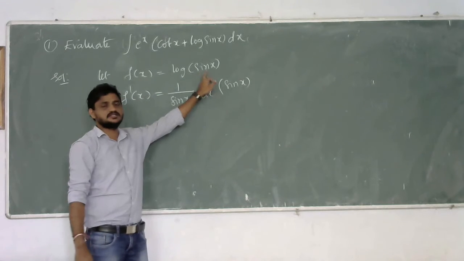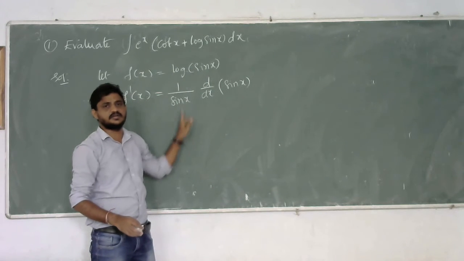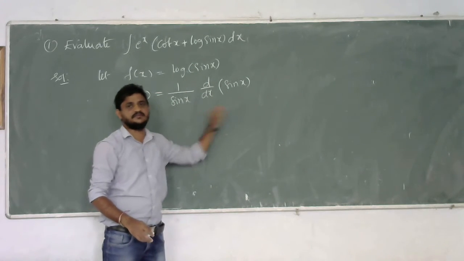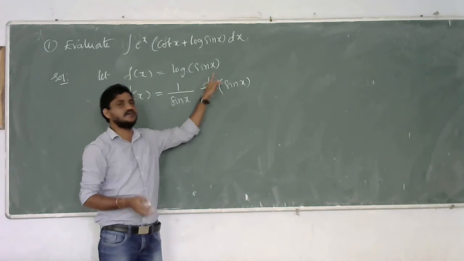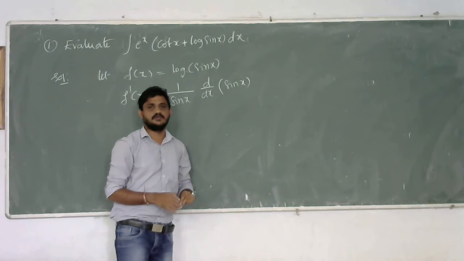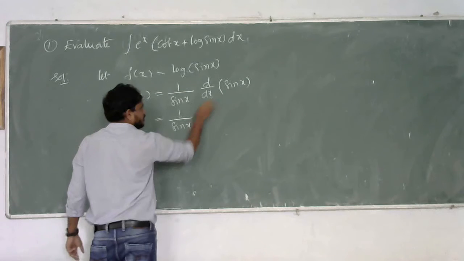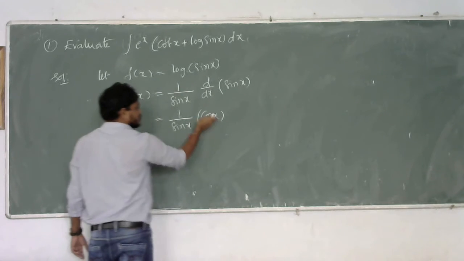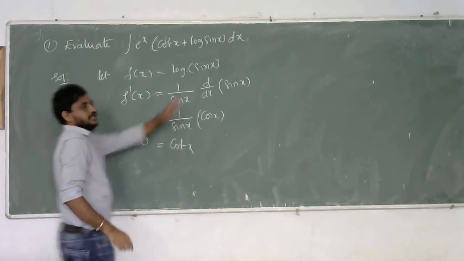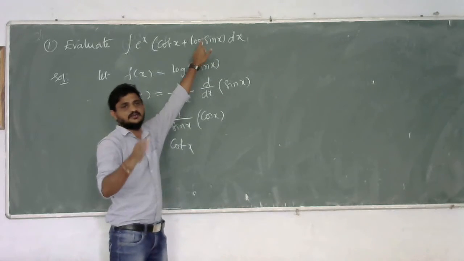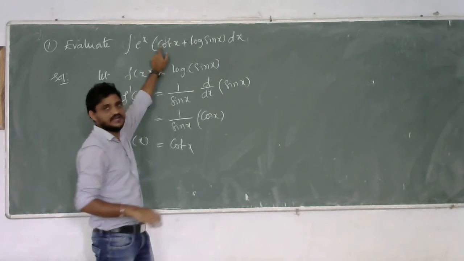Here we have log of sin x, so we take this total term as x. Differentiation of log x is 1 by x. Then again differentiation of this bracket value, dy by dx of sin x. Or we can solve it by considering this total value as u, then use the chain rule formula. Now 1 by sin x into dy by dx of sin x, which is cos x. So cos x by sin x is cot x. That is f dash of x. If we take log sin x as f of x, we got the f dash of x value as cot x.